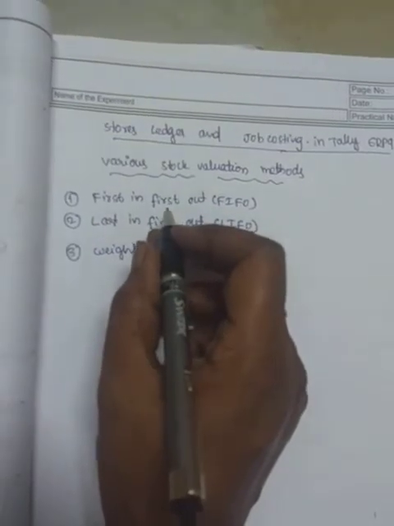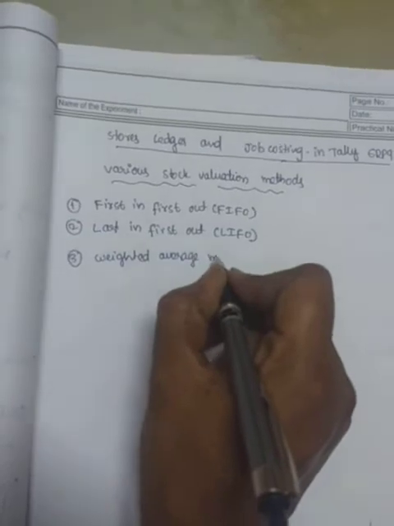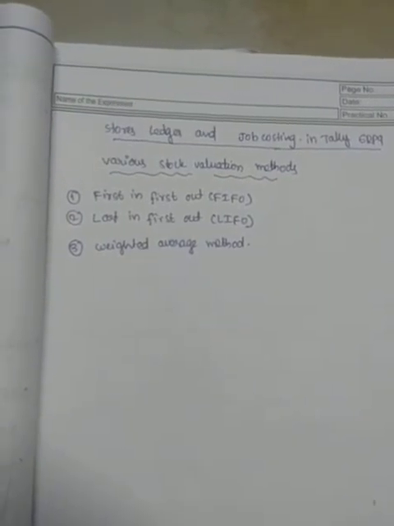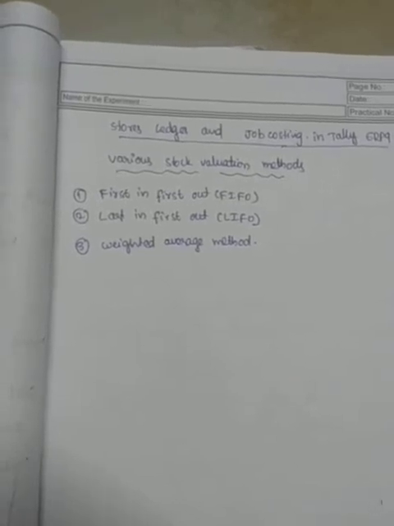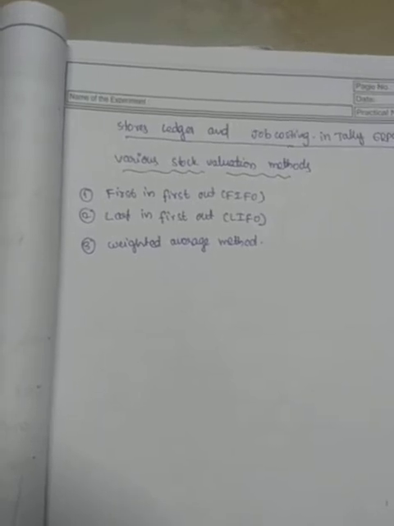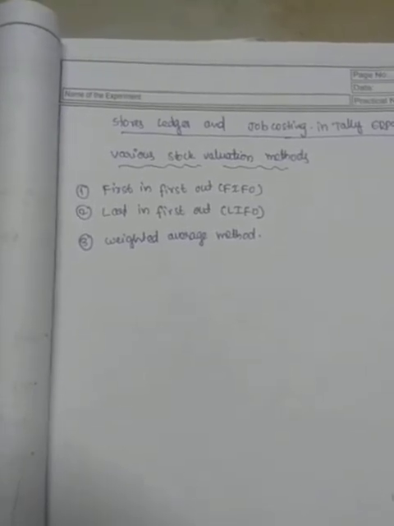The third one is the weighted average method. In this valuation method, the weighted average approach, both inventory and the cost of goods sold are based upon the average cost of all units bought during the period. When inventory turns over rapidly, this approach will more closely resemble FIFO and LIFO.